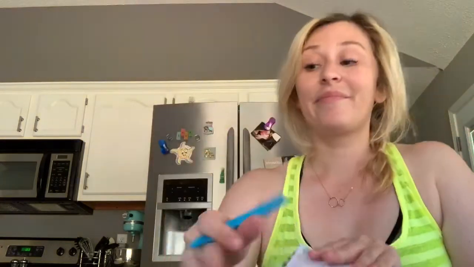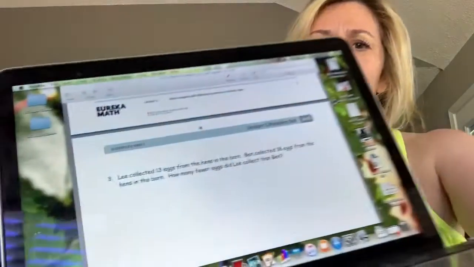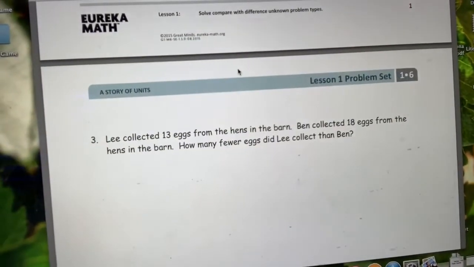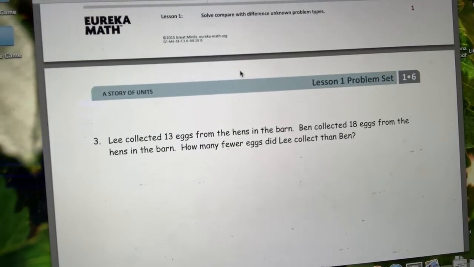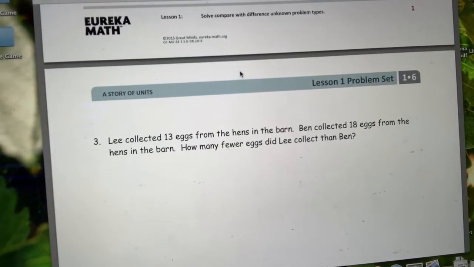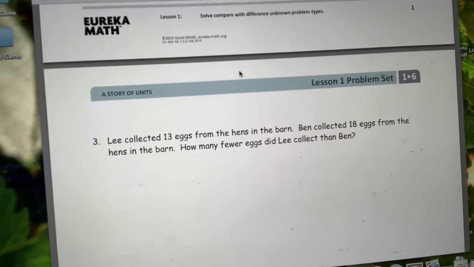All right, here's another one. It's going to change it up a little bit, okay? But you're going to rock it, you're going to do good. Here's our problem. Lee collected 13 eggs from the hen's barn. Ben collected 18 eggs from the hen's barn. How many fewer eggs did Lee collect than Ben?